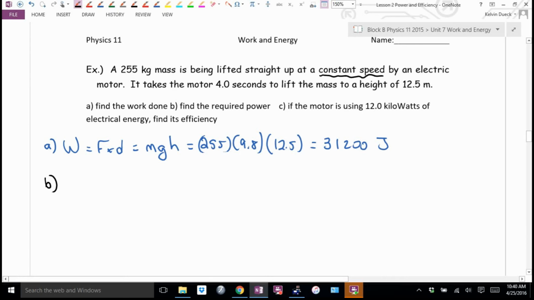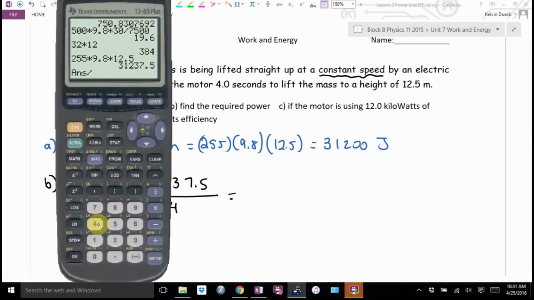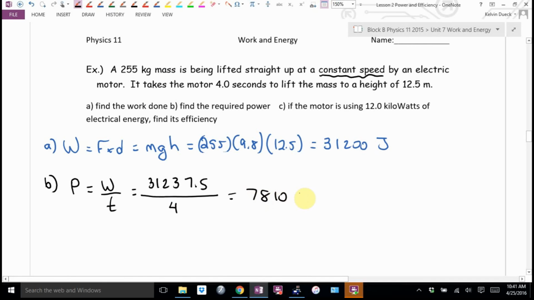Boyana, what's B want me to find? Power. Well, that's work over time. Now, I know how much work, 31,200 and whatever it was. Time. So I'm going to use the full answer, 31237.5 divided by 4 seconds. How about 7,810, if I go to 3 sig figs? Watts of power.